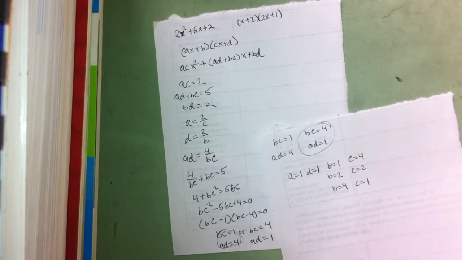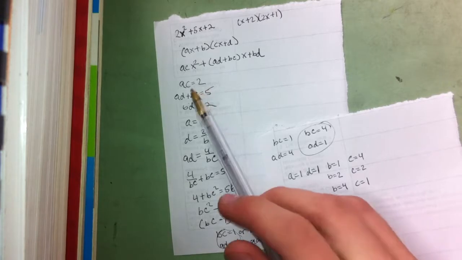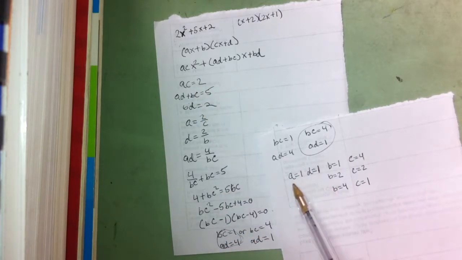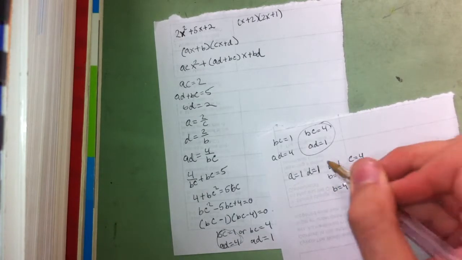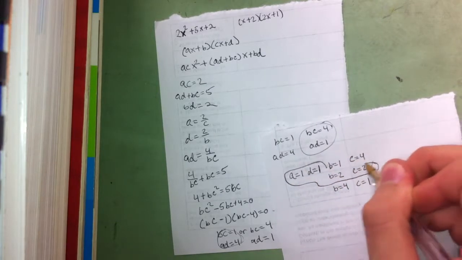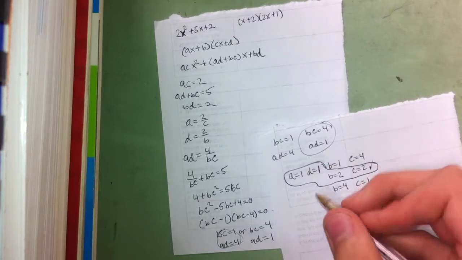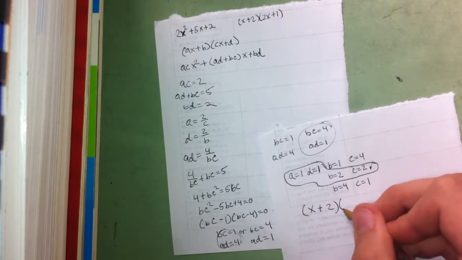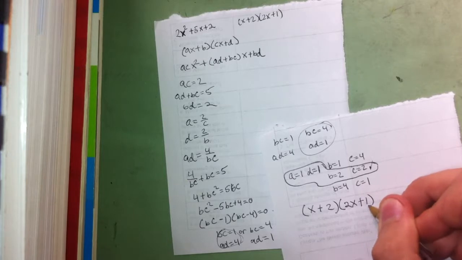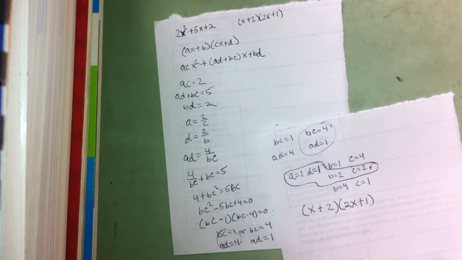And so now we're going to go back to our values of AC and BD. And we say, well, AC has to equal 2. So if A definitely equals 1, the only possible one of these that could work is C equals 2. So it has to be this one. So these have to be our values for our solution. And so we say x plus 2 times 2x plus 1 has to be the answer to this problem. And that's what we already knew the answer was.